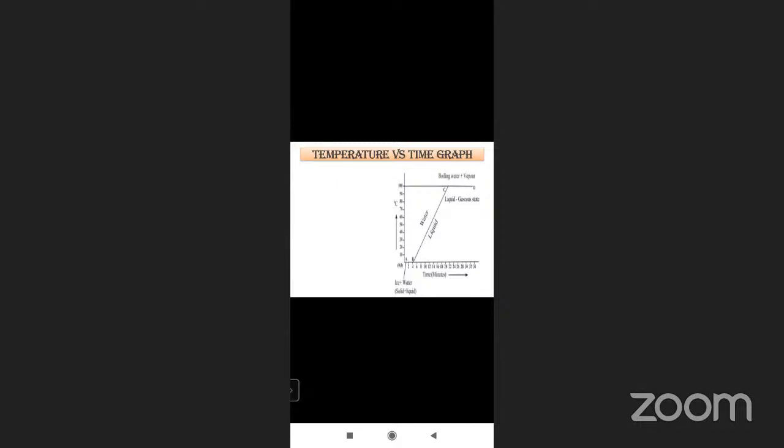Now thereafter, even though heat energy is supplied to water, its temperature does not rise. Once the temperature has reached 100 degrees Celsius and you are still heating the mixture, even after heating the temperature is not going to rise. It will remain constant, that is, at 100 degrees Celsius. Already we have seen this in the last slide.